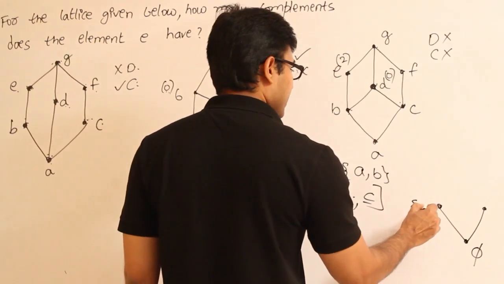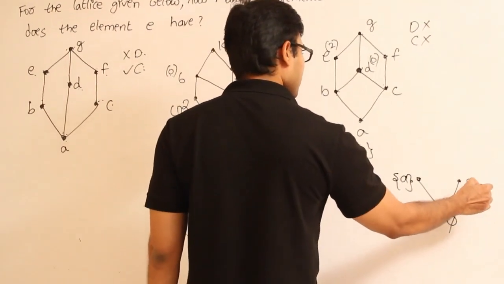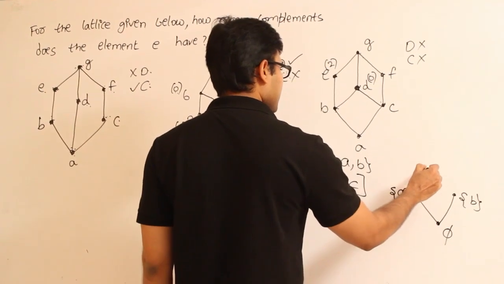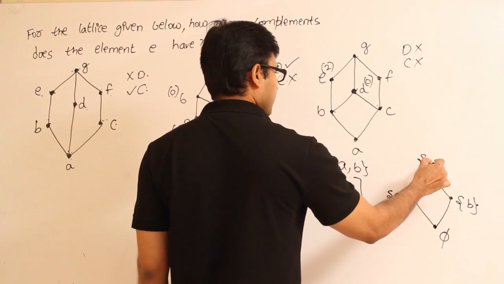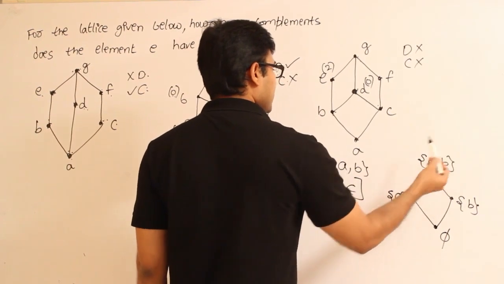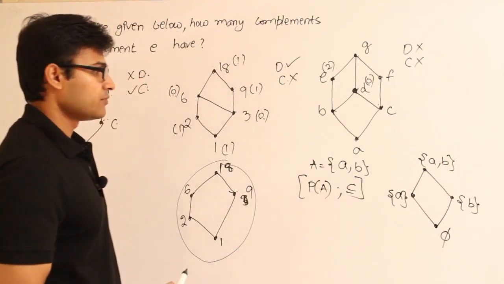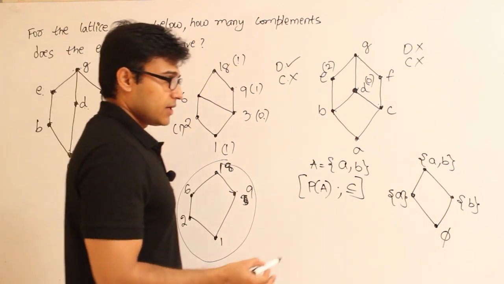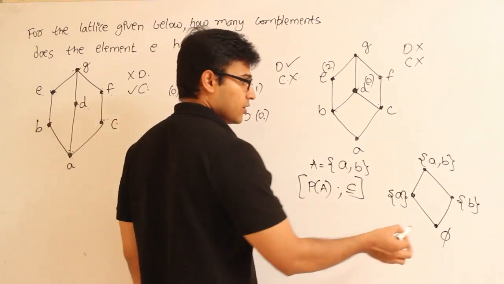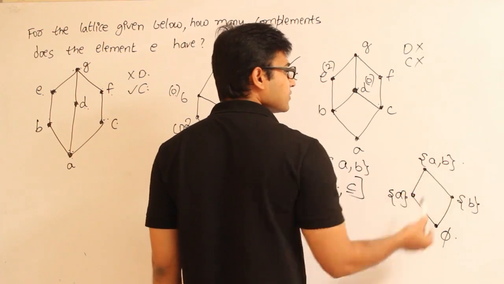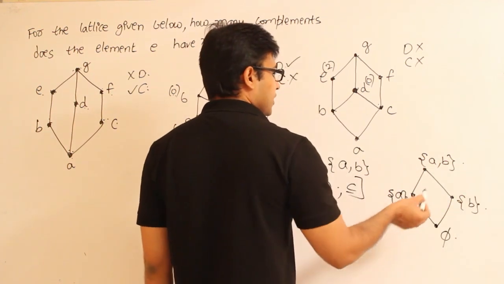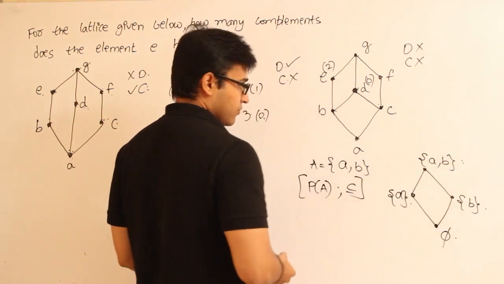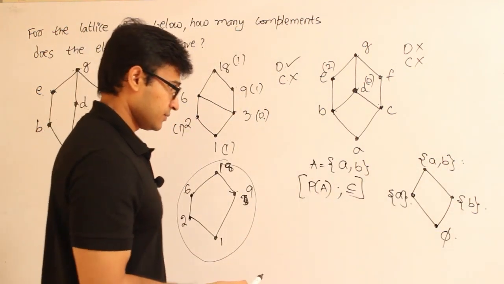Phi, A, this is the power set of A. All the elements of the power set of A I am representing in a lattice using the relation set inclusion. And AB. Now if you observe this one, every element will have a complement here. The complement of this one is AB, right? And the complement of this one is B, and the complement of this one is Phi. So every element has a complement.